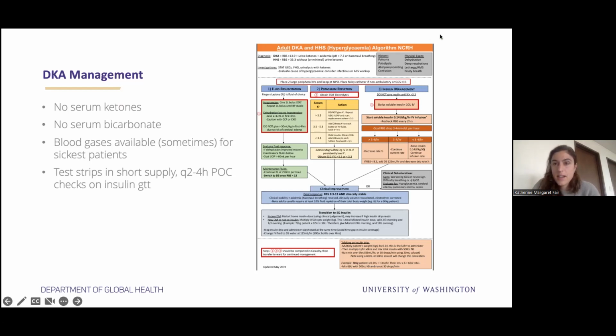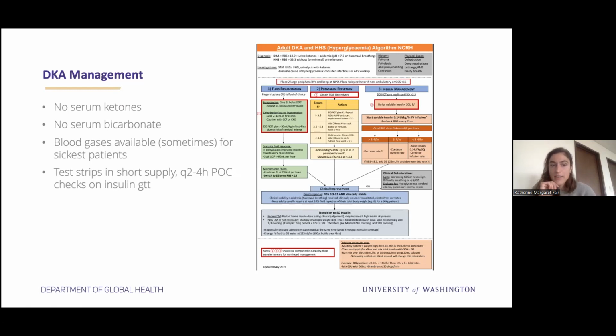This is a small document, but an example of our protocol, which is pretty similar to what you'd see in the US. We're focusing a lot on hydration and fluid resuscitation, trying to get the potassium level before getting insulin, and then a standardized plan for insulin drip.